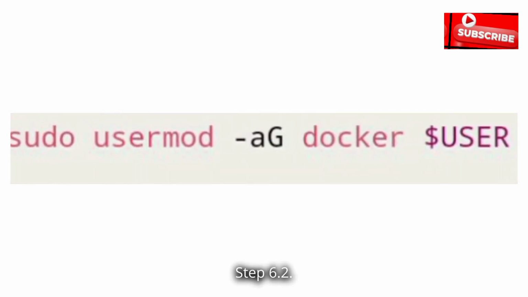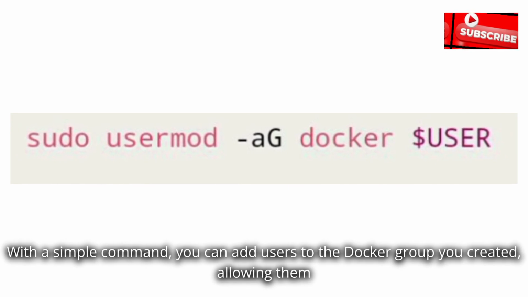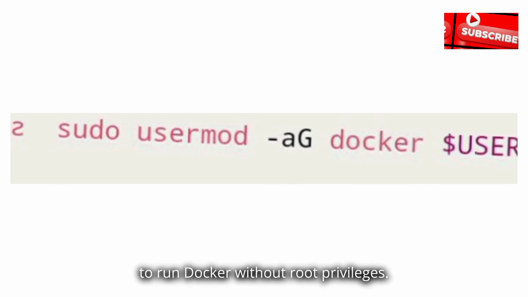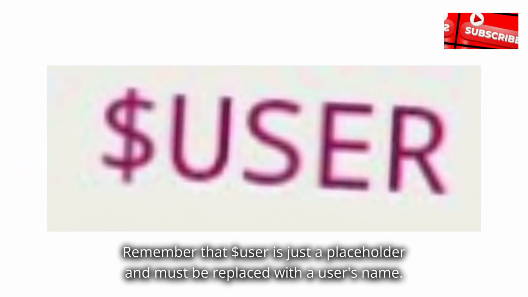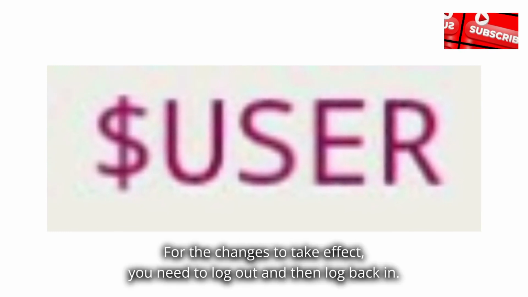Step 6.2. Add users. With a simple command, you can add users to the Docker group you created, allowing them to run Docker without root privileges. Remember that $user is just a placeholder and must be replaced with a user's name. For the changes to take effect, you need to log out and then log back in.